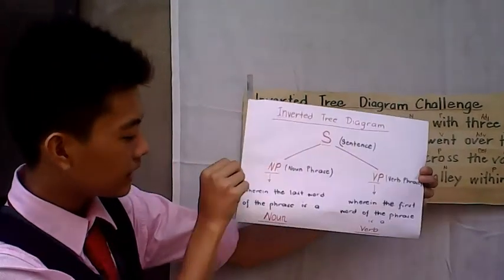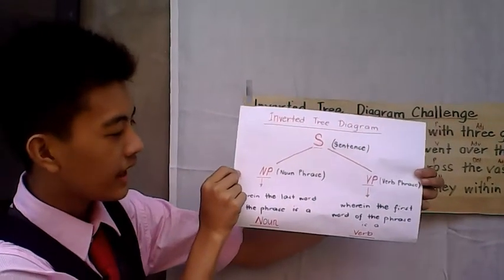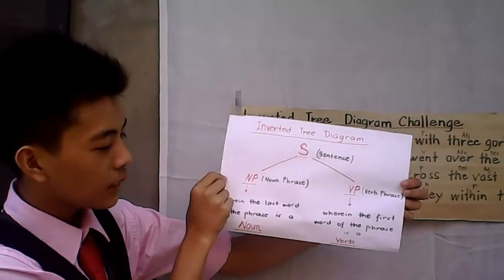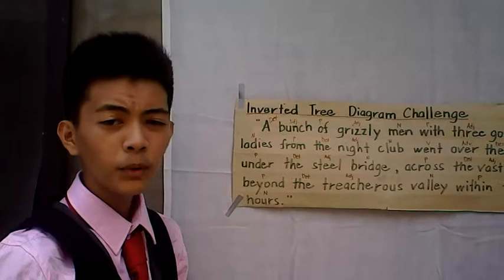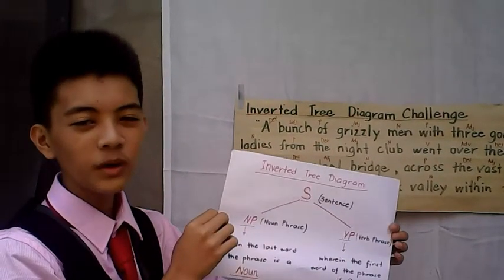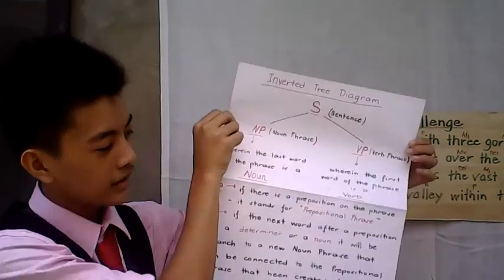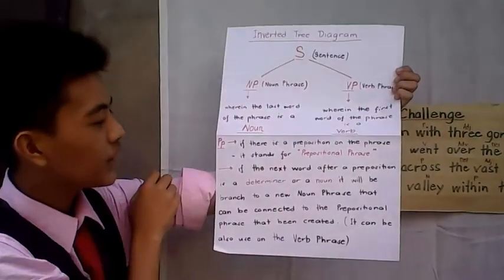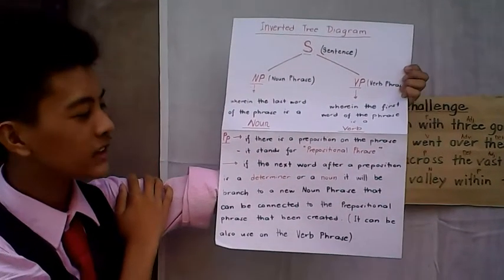The NP, wherein the last word of the phrase is a noun, and the VP, verb phrase, wherein the first word of the phrase is a verb. From these two main branches, the routing of the words will start. We also use PP if there is a preposition in the phrase. This stands for prepositional phrase.